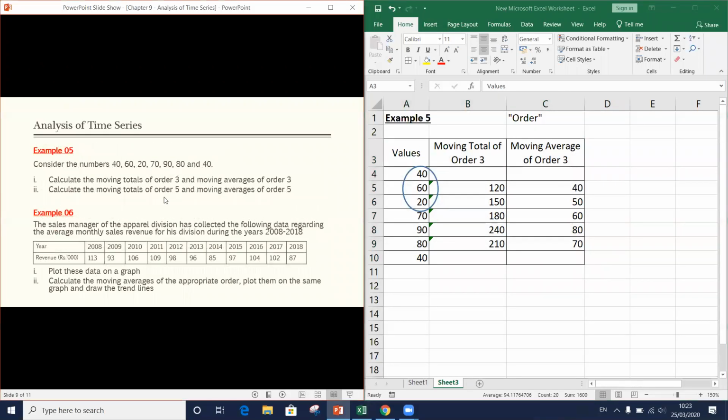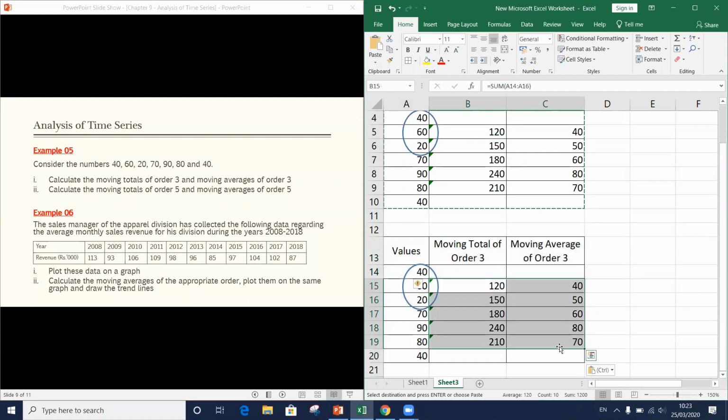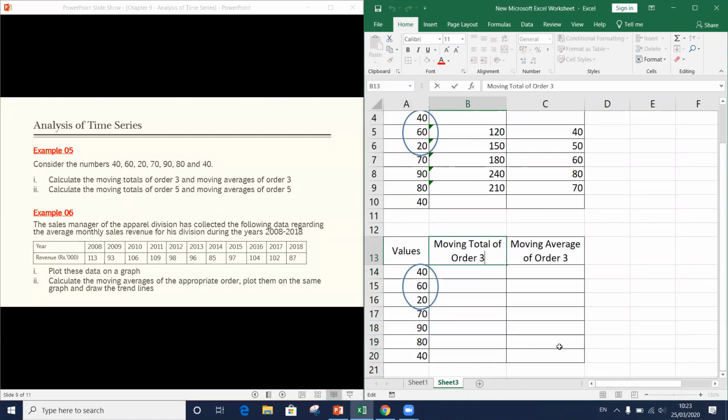Part 2. In part 2, we have been asked to calculate the moving totals of order 5 and moving averages of order 5. Now it is order 5. If it is order 5, how many elements should be there in our group? 5. So we need to consider the first 5 elements initially, right? Order 5 means there should be 5 elements, right? That is what it basically means. So what is the total here?